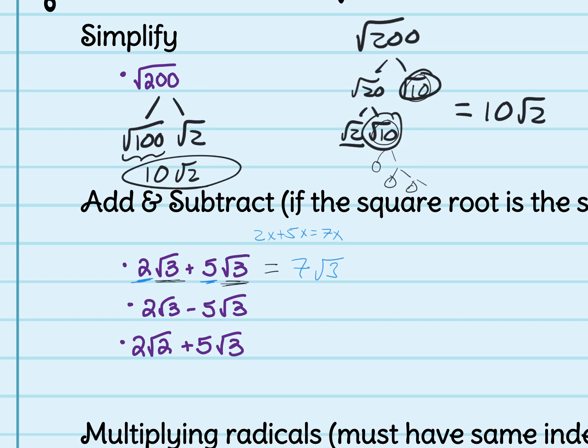All right, and now the next example, right, we're going to do the same thing but with subtracting. Right, square root of 3, square root of 3, right? They're like terms, so to speak. All right, so we can just subtract the whole numbers. 2 minus 5 is going to get you negative 3. And then our radical is square root of 3, so I'm going to leave that alone.